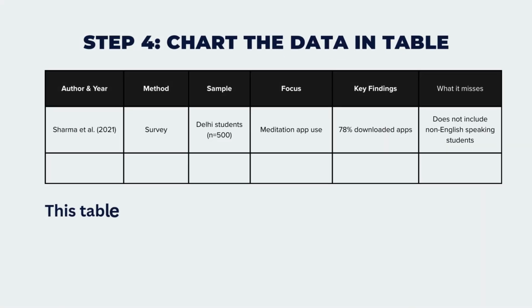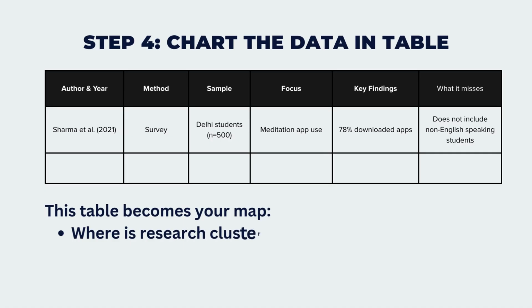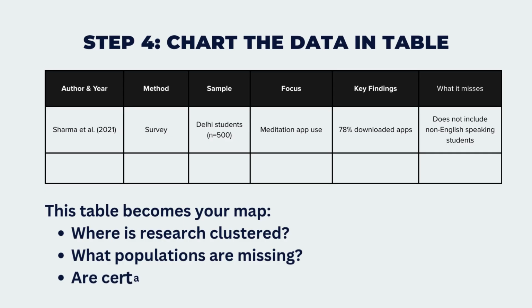Step 4 is making a table, the one with all the studies you included in your scoping review. But don't stop there, because this table is not just a summary, it's your research map. And if you read it carefully, it will quietly tell you where to go next in your study. Let me show you how.